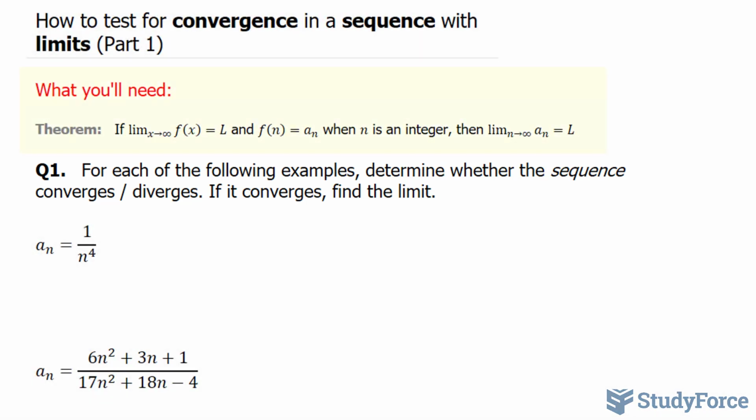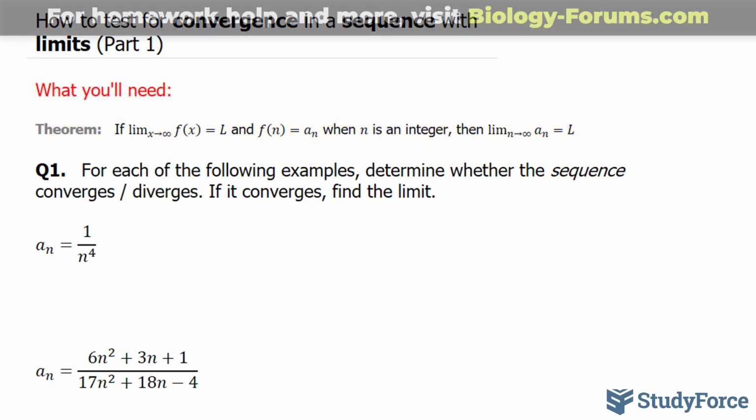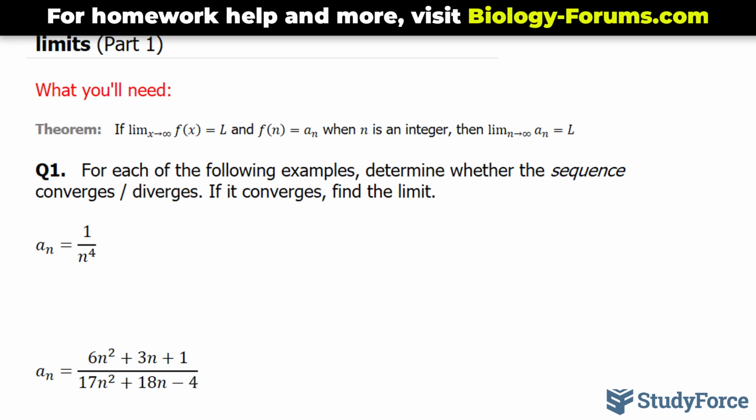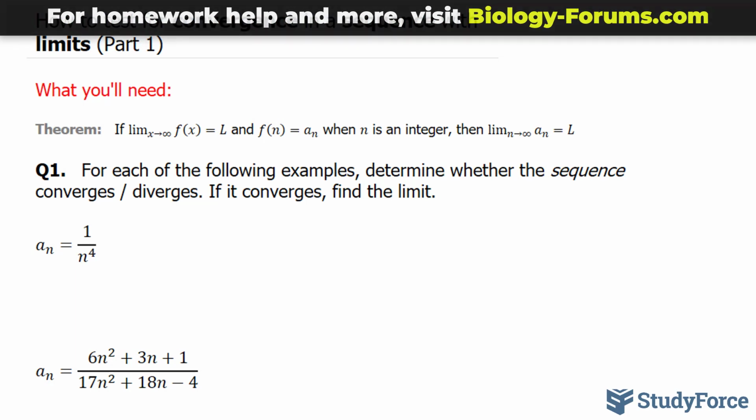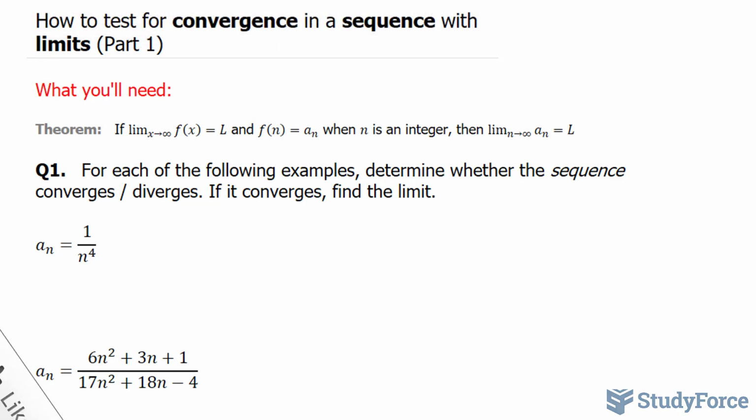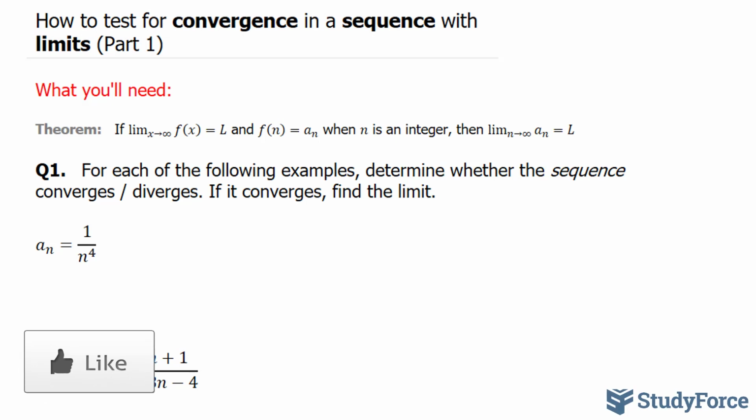To do this, we'll be using the following theorem, which states that if the limit as x approaches infinity for the function f at x is equal to L, and the function f at n is equal to a sub n when n is an integer, then the limit as n approaches infinity of the function a sub n is equal to L. In other words, if we take the limit of these sequence functions and we find out that a limit exists, then it converges, and it converges at that limit. Let me show you with the first one.